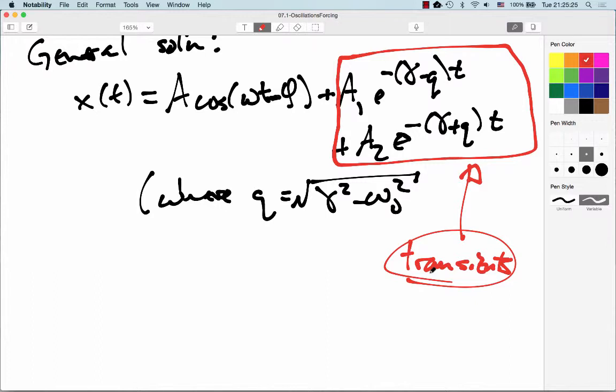So the moral of the story is, if I start forcing the system, it will first attempt to oscillate in a manner as if it weren't forced, but that unforced part will decay away and will settle into oscillating by following the forcing frequency. So the end state is we'll follow the forcing frequency, but at the beginning you can see a little bit of deviation off of that.